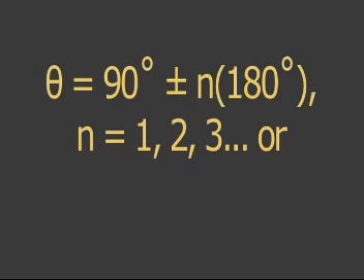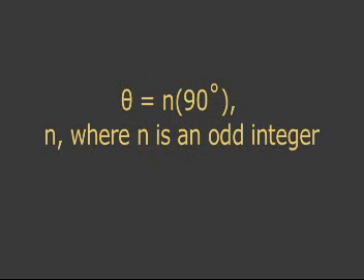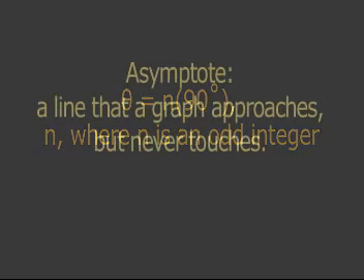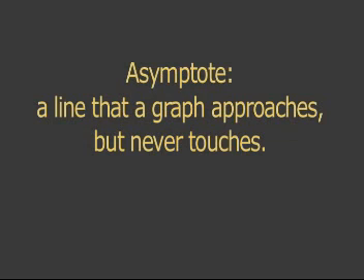N equals 1, 2, 3. Or theta equals n times 90 degrees, where n is an odd integer. This makes it an asymptote. The curve in our graph heads up toward the asymptote, but never touches it.